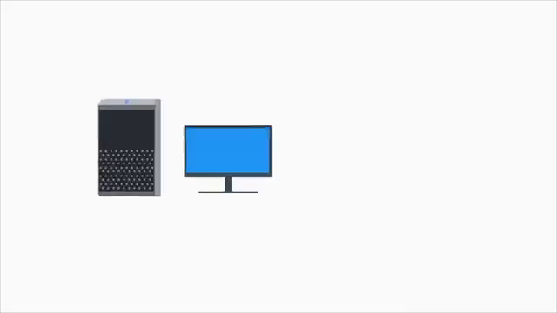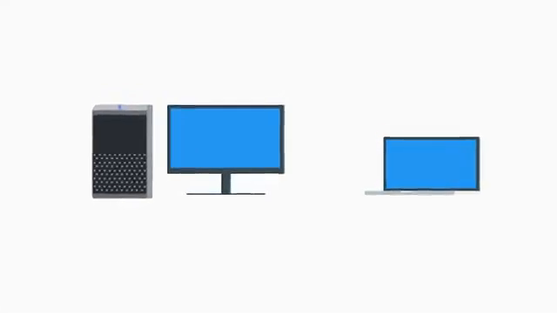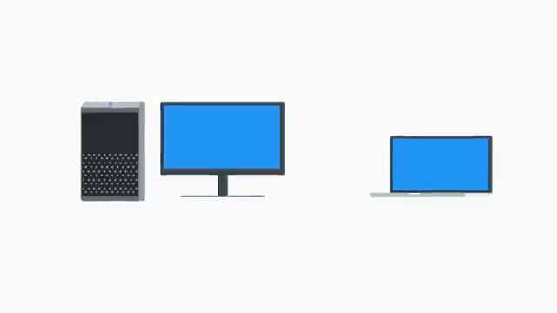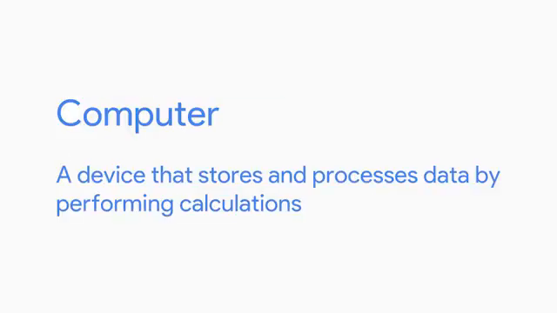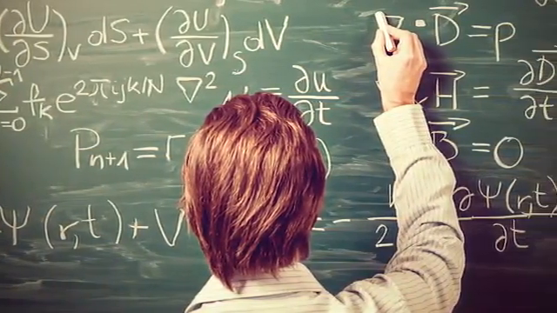When you hear the word computer, maybe you think of something like a beefy gaming desktop with flashing lights, or maybe you think of a slim and sleek laptop. These fancy devices aren't what people had in mind when computers were first created. To put it simply, a computer is a device that stores and processes data by performing calculations. Before we had actual computer devices, the term computer was used to refer to someone who actually did the calculation.